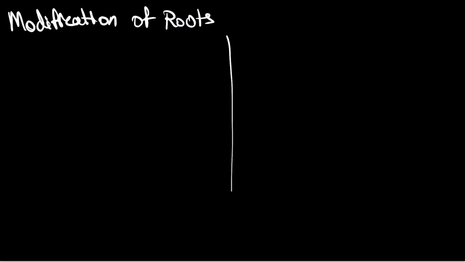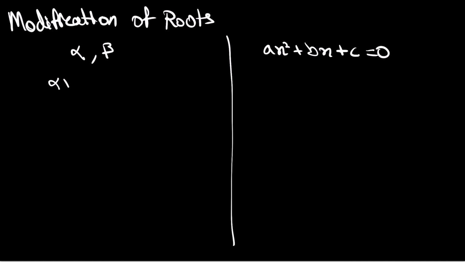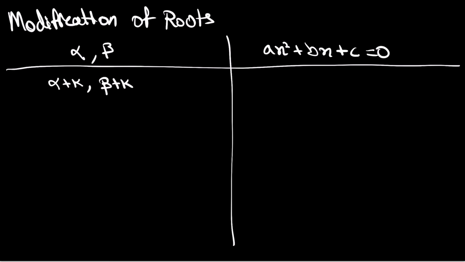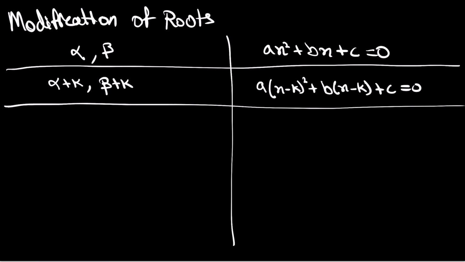Okay, moving on. Modification of roots is the last point. Let's say roots are alpha and beta. The equation is ax square plus bx plus c equal to 0. If I add a value to the roots, alpha plus k, beta plus k, then the equation will become a into bracket x minus k whole square plus b into bracket x minus k plus c equal to 0. If roots are getting added with something, then in the equation it will get subtracted.